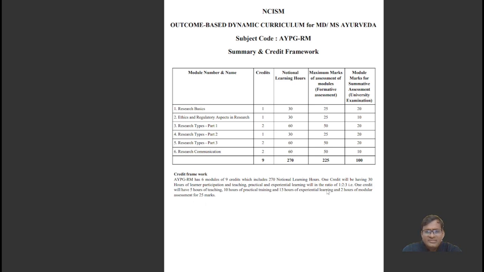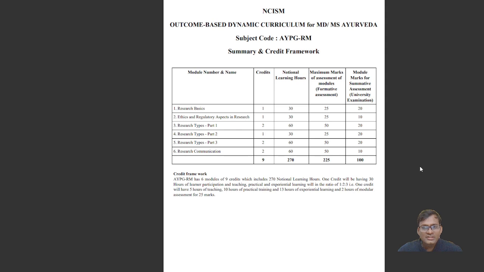So next we will go into detail. Here, one credit point is equal to 30 hours of learning, or 30 hours of learner participation and teaching. So compulsorily, to get one credit, the teaching of each module should be done with 30 hours. That 30 hours is divided as 5 hours of teaching, meaning the theoretical lecturing method.